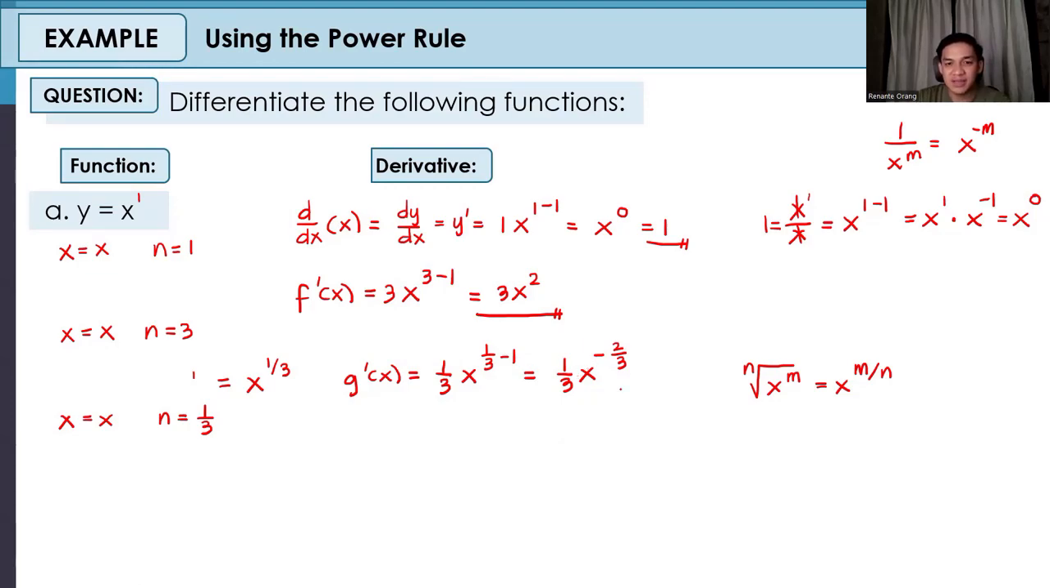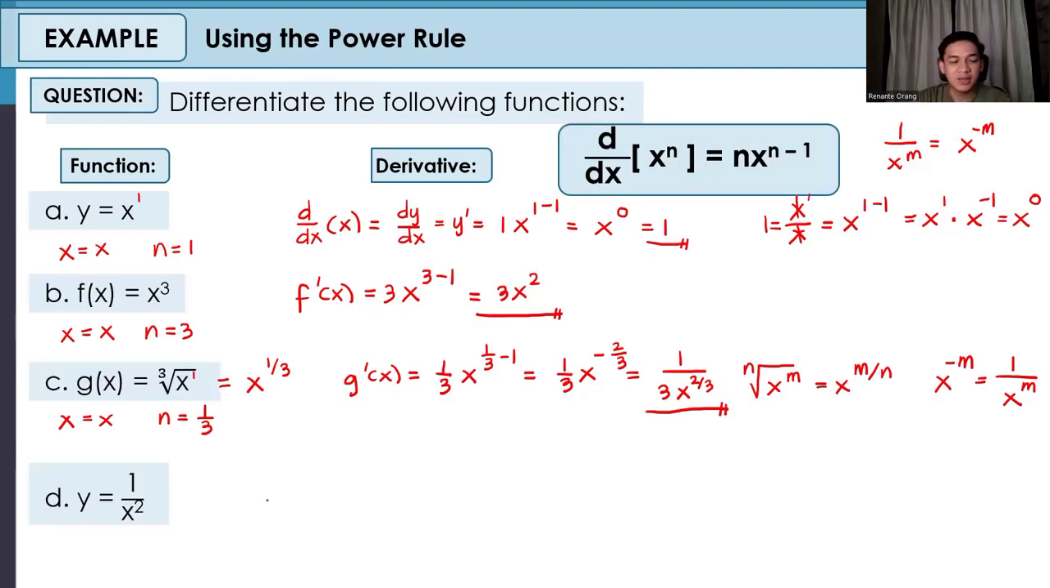Take note class, sa ating final answer, dapat walang negative na exponent. So, balikan natin. Sa ating algebra, we have x raised to the power of negative m. Pwede natin siyang ilagay sa ilalim, magiging 1 over x raised to positive m. So, lagay natin to, magiging 1 over 3x raised to the power of positive 2/3. And that is our final answer.